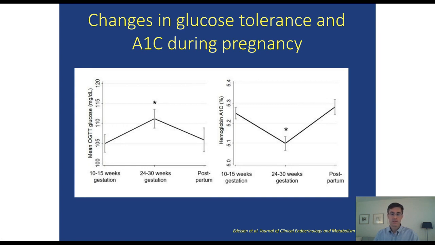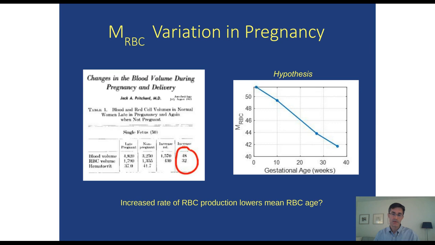This result suggests that the mean red cell age had decreased in pregnant women. And in fact, there's evidence from older studies. Here's one study from Pritchard in anesthesiology a few decades ago, showing that the red cell volume in pregnant women increases by perhaps about 30%. And the idea is that an increased rate of RBC production will lead to a higher fraction of young RBCs in the circulation, and that would correspond to a younger mean red cell age, which would decrease the A1c above and beyond what the increase in glycemia would cause.